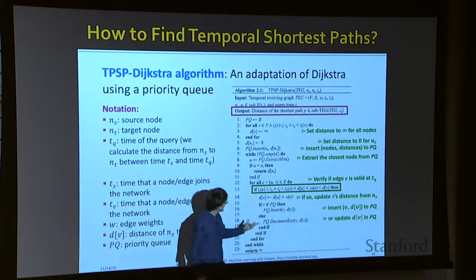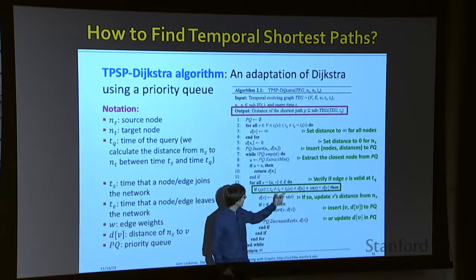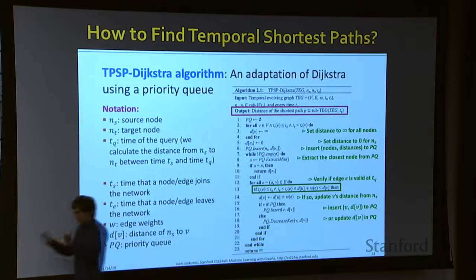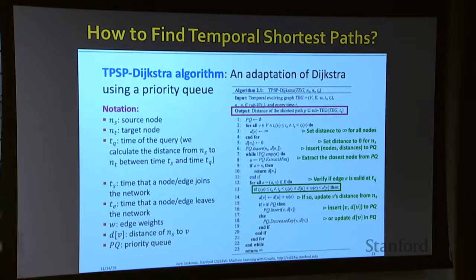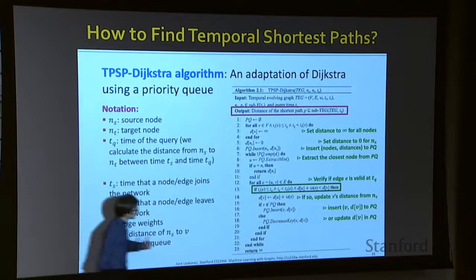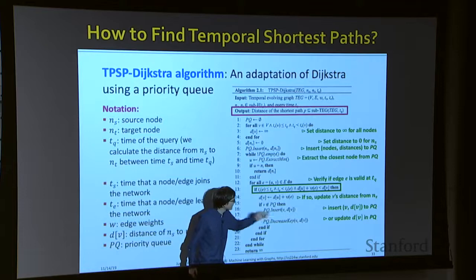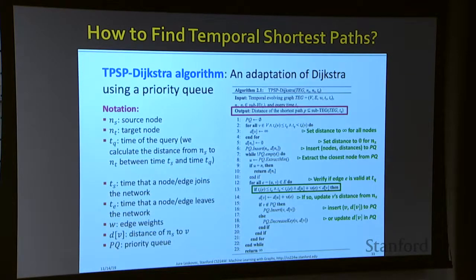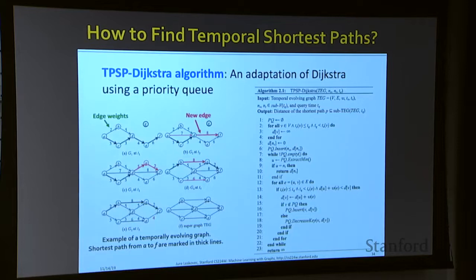The only thing that is different here from the traditional shortest path algorithm is this part, where we are basically checking the starting time of the edge and the end time of the edge, and saying, is my query time inside that interval? And the rest is kind of standard Dijkstra's algorithm. I want to show you an example of how this looks.